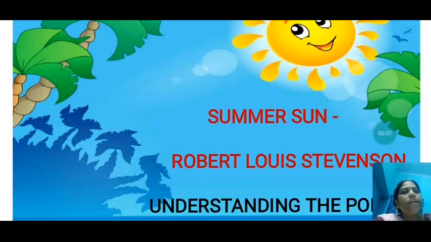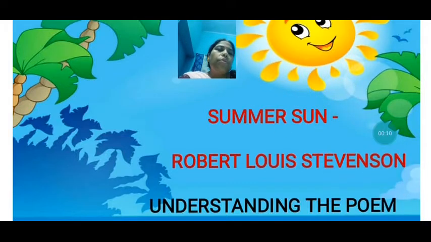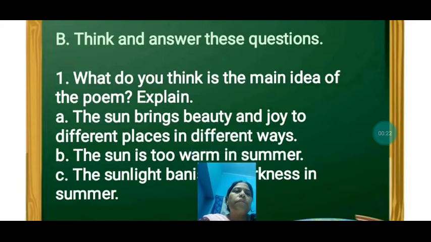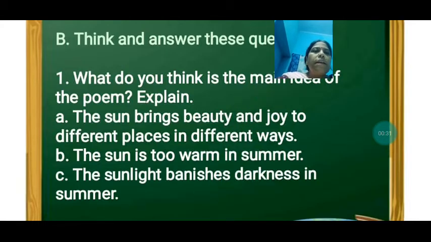Today, children, we are going to do understanding the poem, that is the poem Summer Sun. This poem was written by Robert Louis Stevenson. We will do think and answer these questions. The first question is, what do you think is the main idea of the poem? It's asking you to explain. The options have been given.